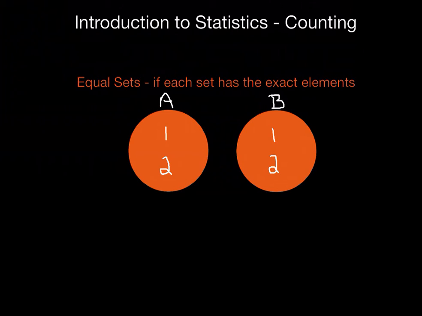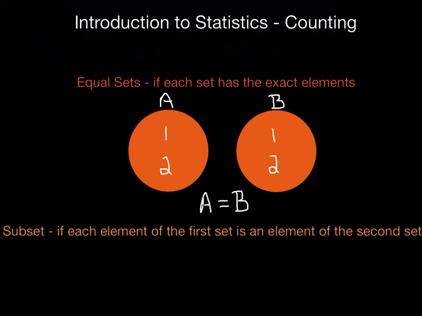So we need to go over some definitions here. The first one would be equal sets. A set is just a group or collection of things. So if each set has the exact same elements, they're called equal sets. Elements are things inside the set. Set A has the elements 1 and 2. Set B has the elements 1 and 2. If both of them have exactly the same elements, then we can say that set A is equal to set B.